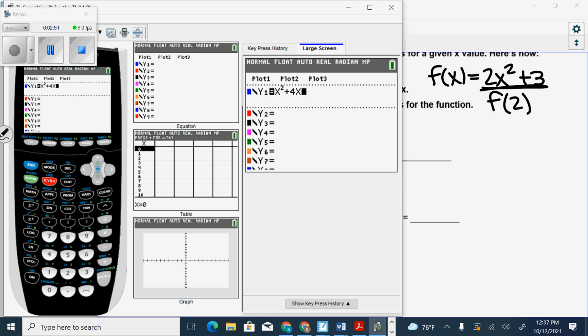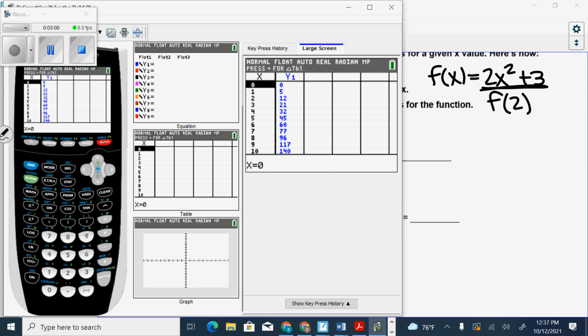Once we have that typed in, step 3 says to press second graph. It pulls up that table for us. What did they specifically ask for? What x value? -3. So I would look in my list for where x is -3. I'm going to have to scroll up a little bit. When x is -3, what is y? -3. So there's my answer.